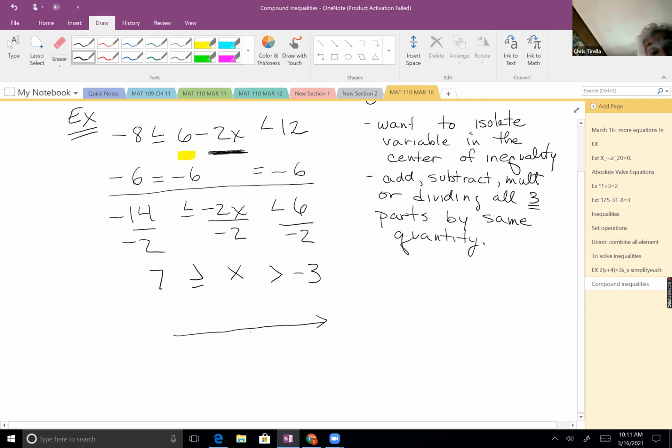I could picture that on a number line, -3 and 7. My variable is in between. I am not including the -3. I am including the 7. So I'd have the interval open at -3, closed at 7.